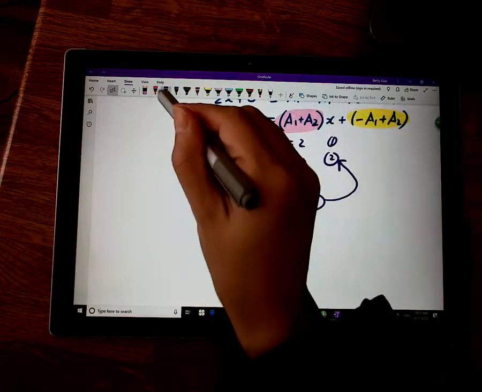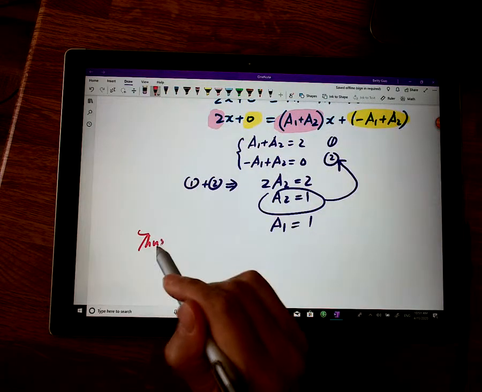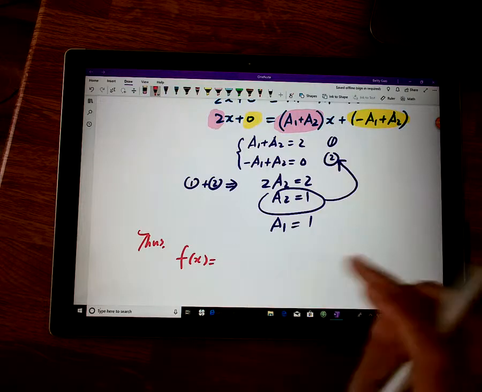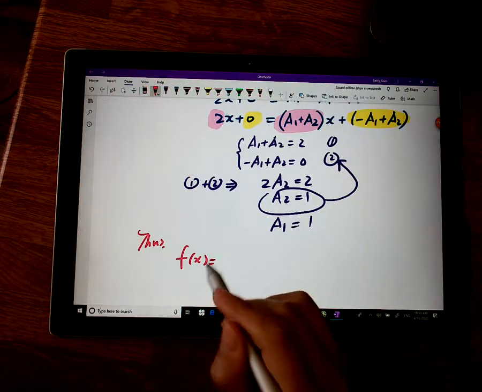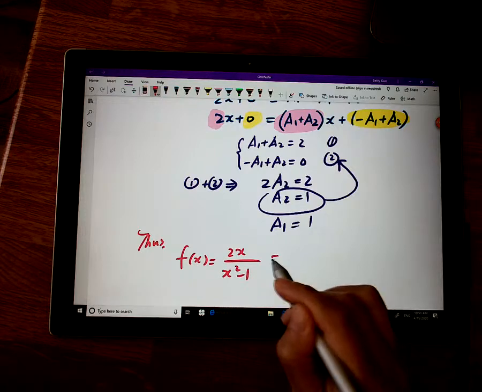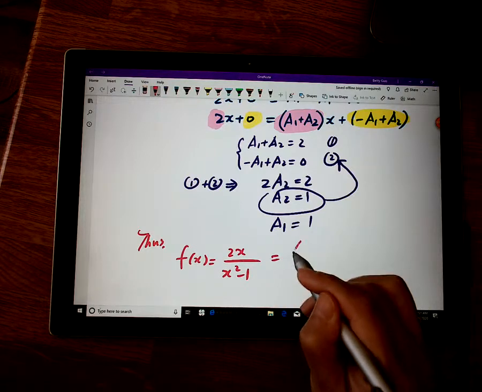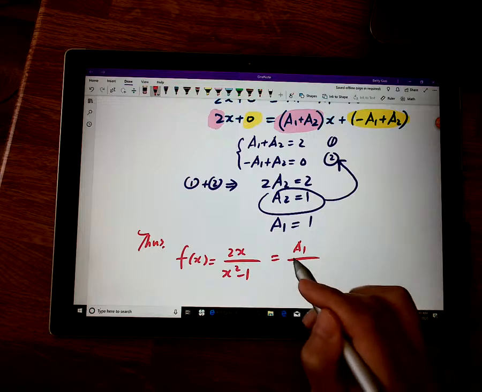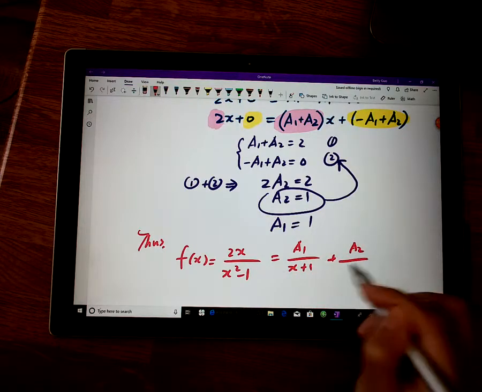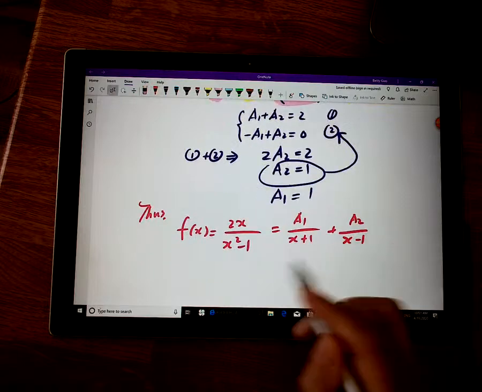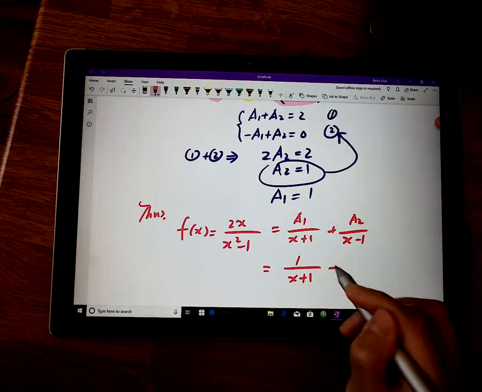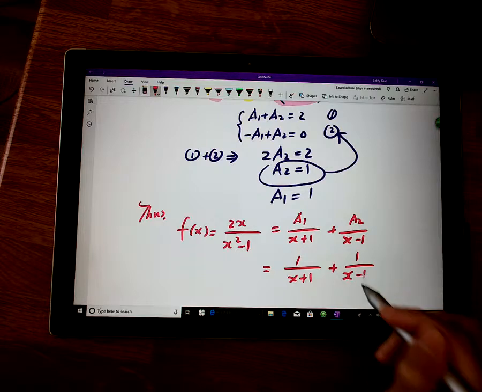Thus, the original function f of x, which is 2x over x squared minus 1, can be decomposed as a sub 1 over x plus 1 plus a sub 2 over x minus 1, right? So now it is 1 over x plus 1 plus 1 over x minus 1.